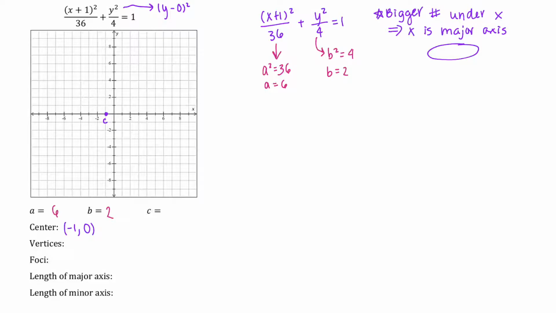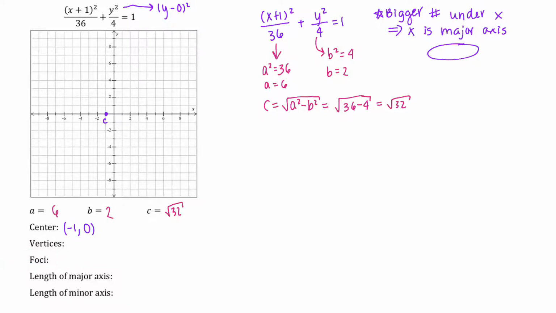Let's find c. So c is going to be equal to the square root of a squared minus b squared. So 36 minus 4. This is the square root of 32. That's not going to be a very nice number, so we're not actually going to plot those foci, but because the foci use c, we can at least find c. It's just not a nice number.